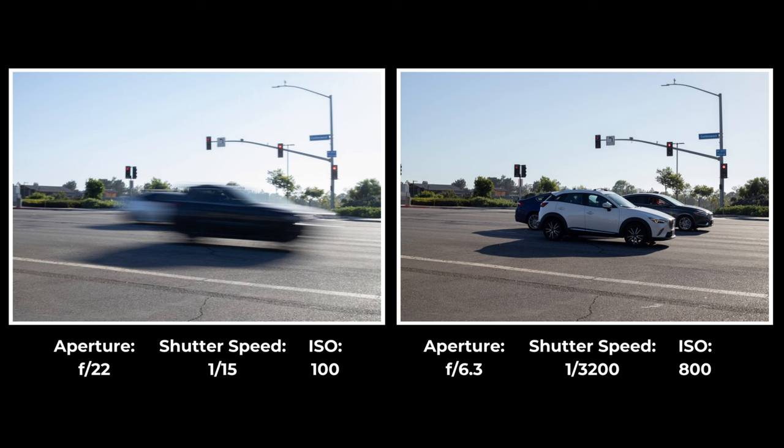Take a look at these two photos. They were shot in the same exact place at the same exact time, but they look different. To capture the image on the left, I used a slower shutter speed, which creates a motion blur effect. And on the right, I used a faster shutter speed, which creates a freeze frame effect.